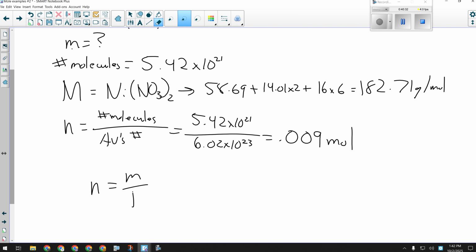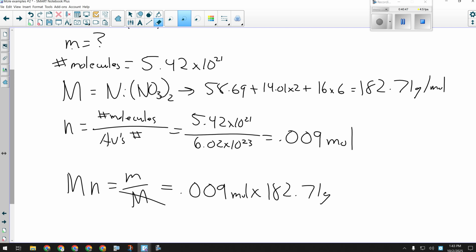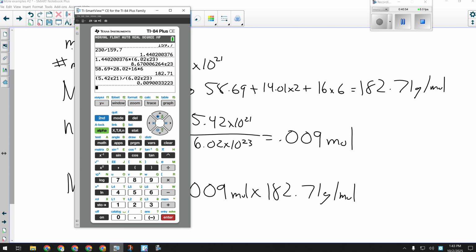n equals little m over big M, and I multiply both sides by big M. Now I'm solving for mass. So that's 0.009 moles times 182.71 grams per mole. Okay, so when I do that multiplication, the moles are going to cancel, and I'm going to be left with grams. So that number times 182.71. Okay, so I end up with 1.64 grams.